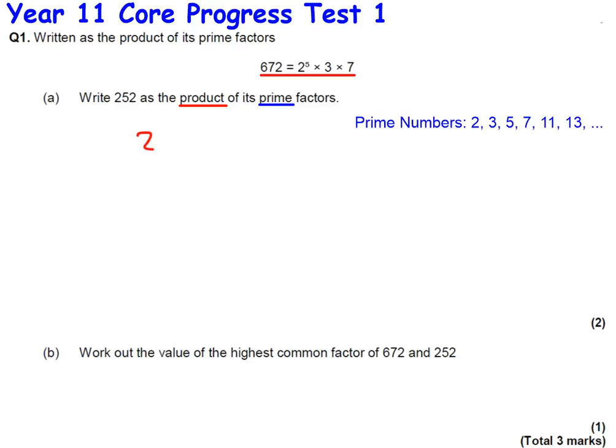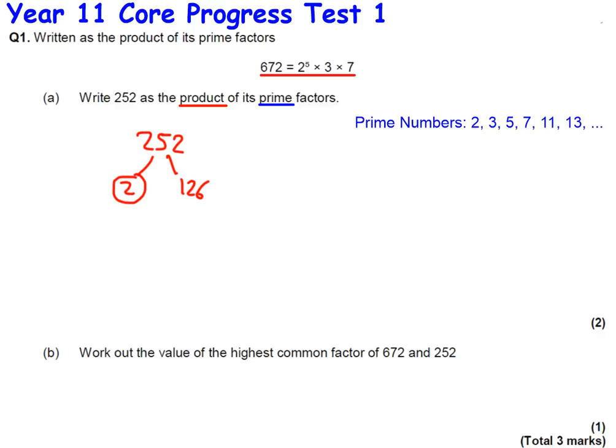So starting with my 252, I'm going to take a factor of 2 out. And I'm going to do this because it's even, so I know that 2 goes into it. Now I need to work out how many 2's go into 252, so I need to halve this. So 2 multiplied by 126 gives me 252. Now I'm going to circle 2 because it's prime. Now with this I need to repeat the process for 126.